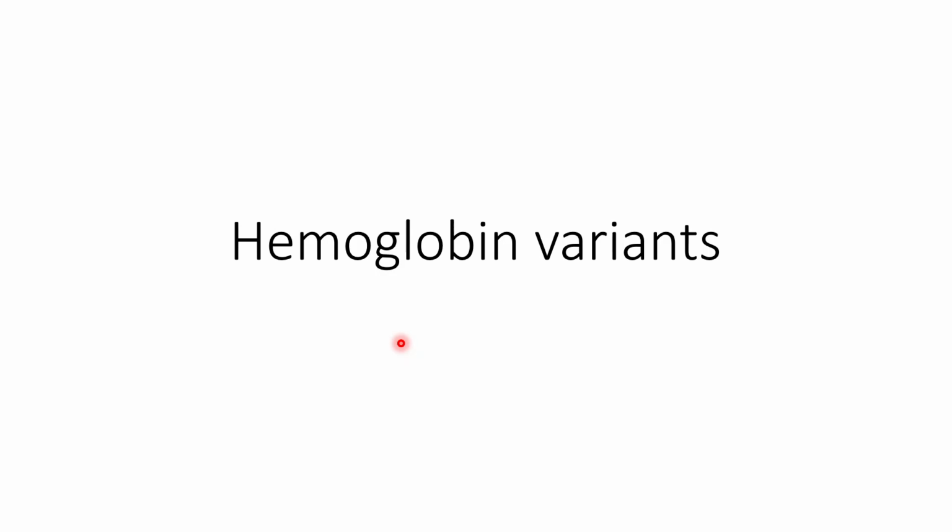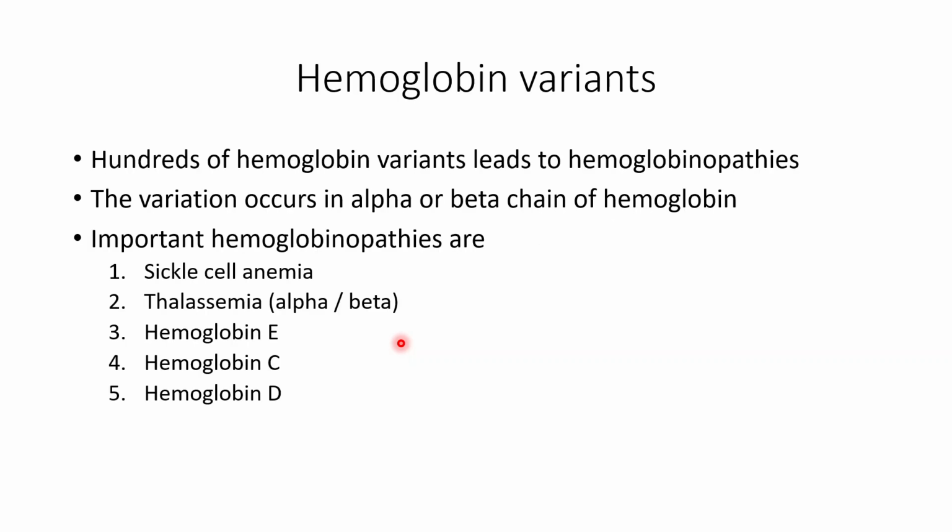Now let us look at another important topic, which is hemoglobin variants. We have earlier seen that we are referring to a defect in the globin part of the hemoglobin. Hundreds of hemoglobin variants lead to various hemoglobinopathies. Lots of hemoglobinopathies are there, so let us concentrate on a few important ones. The variation can occur in the alpha or beta chain of the hemoglobin. So the hemoglobin variant is a defect in the globin chain, which can be the alpha or beta globin chain.